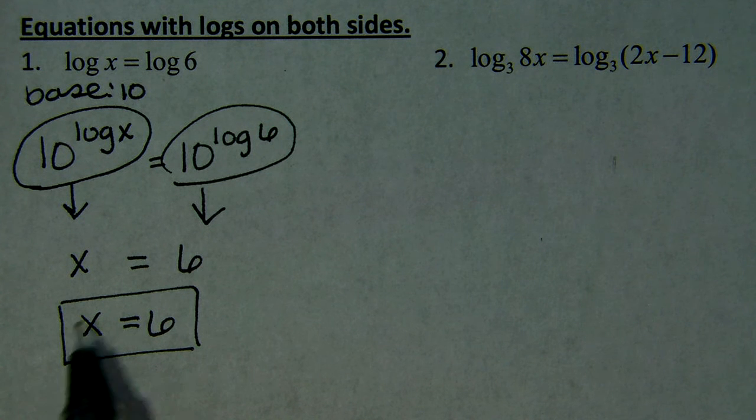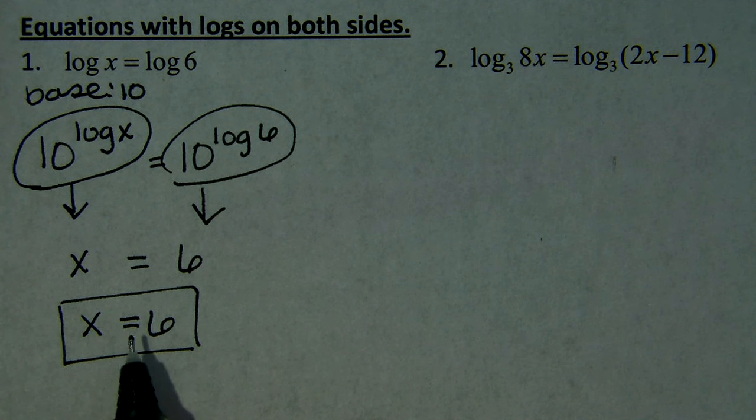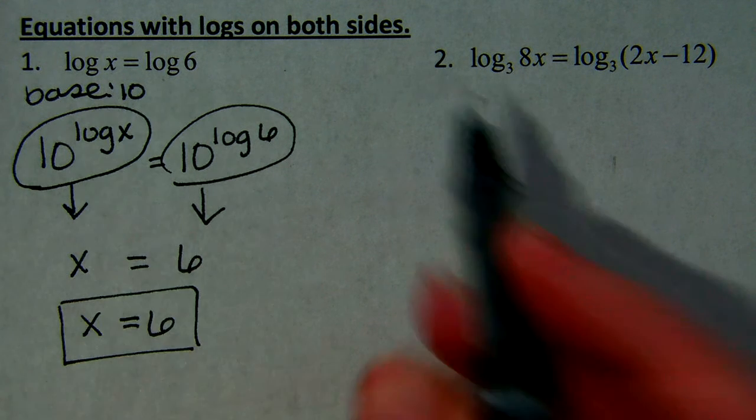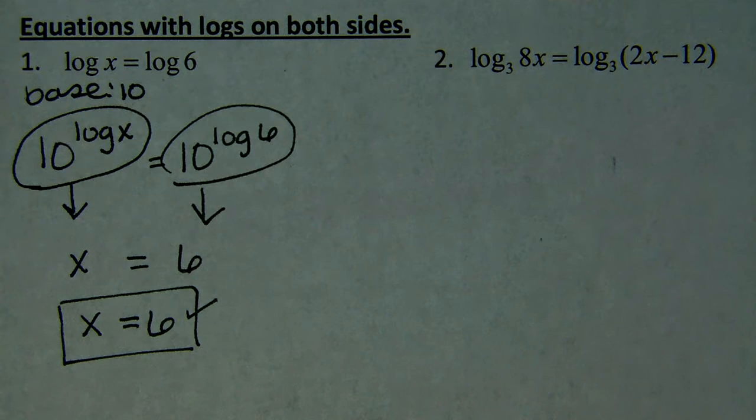When we're doing log equations, we have to check and make sure we don't have any extraneous solutions. An extraneous solution is anything that would make the log negative. So if we plug this back in, is it going to give us a negative number inside a log? So if x equals 6, if I plug it back in there, it's log of 6. That's okay. We're good. It's not extraneous.